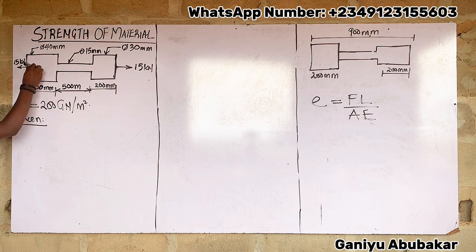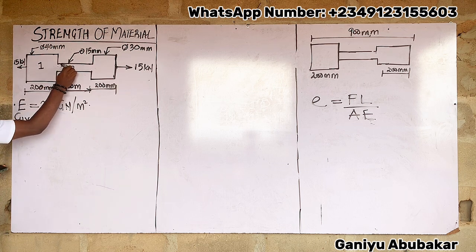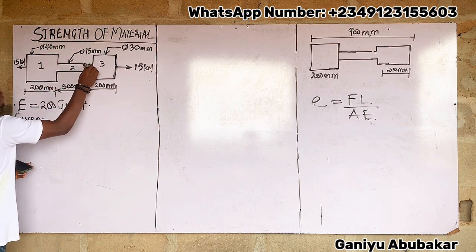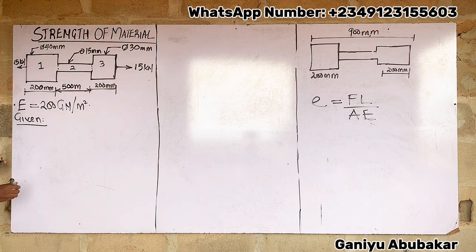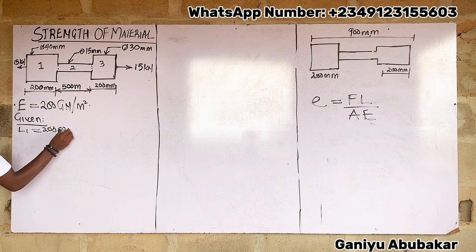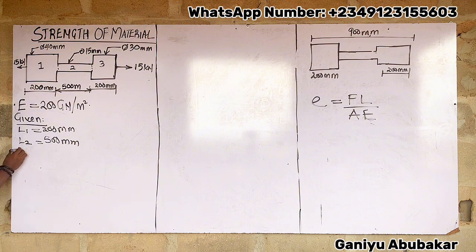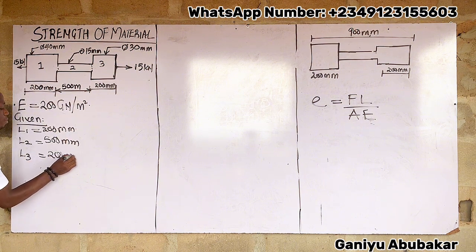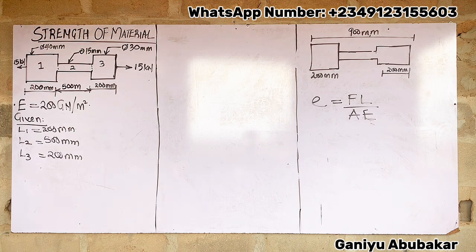Let's say this is section 1, section 2, section 3. So I have 3 sections there. For section 1, that becomes my L1. What's the length of section 1? 200 millimeter. My L2 is what? 500 millimeter. My L3 is given as what? 200 millimeter. That's my length.